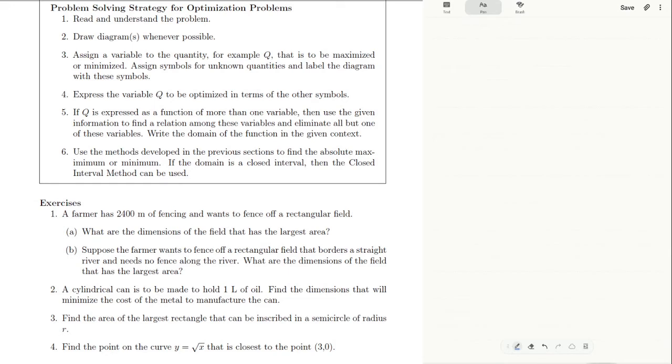Now in the second example, we have a cylindrical can that is to be made to hold 1 liter of oil. So what are the dimensions that will minimize the cost of the metal to manufacture the can? So now to minimize the cost of the metal to manufacture the can, we want to minimize its surface area.